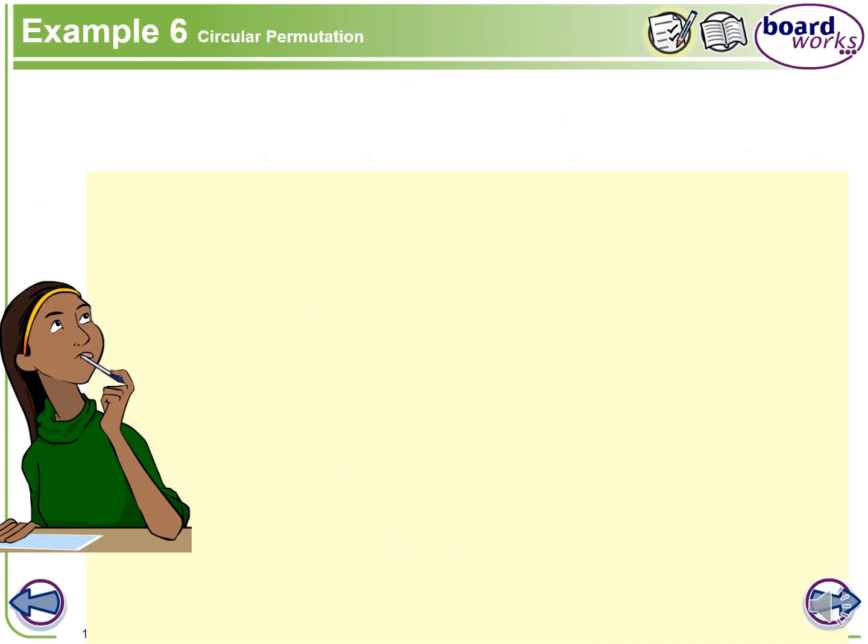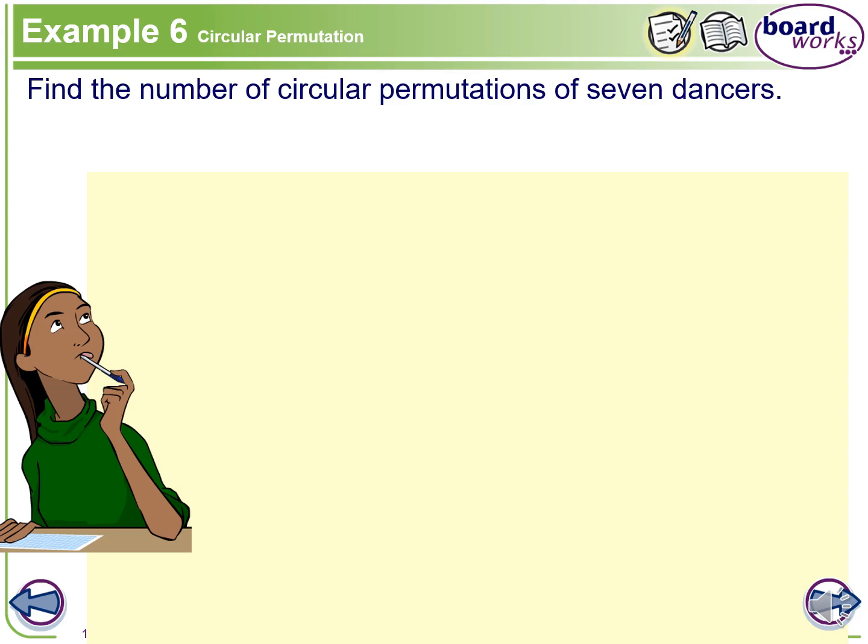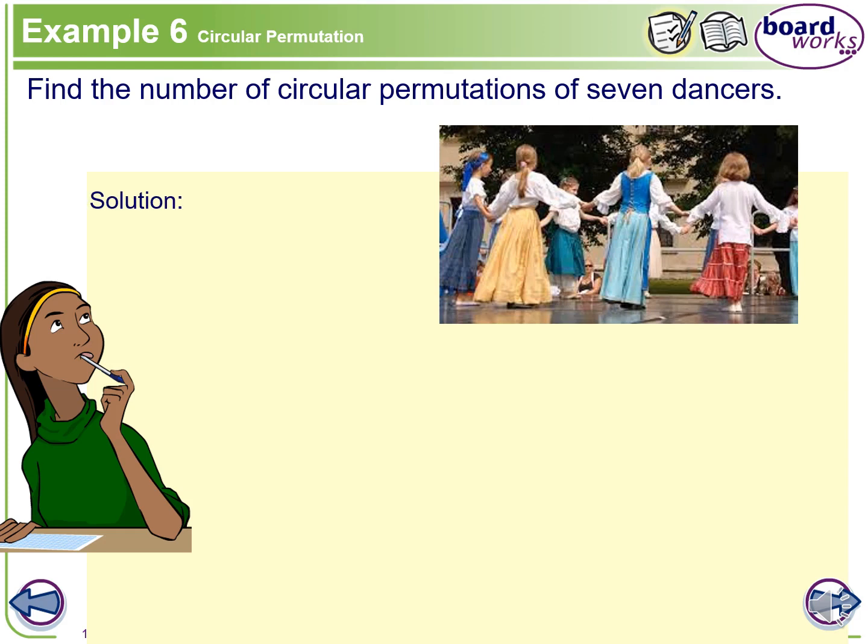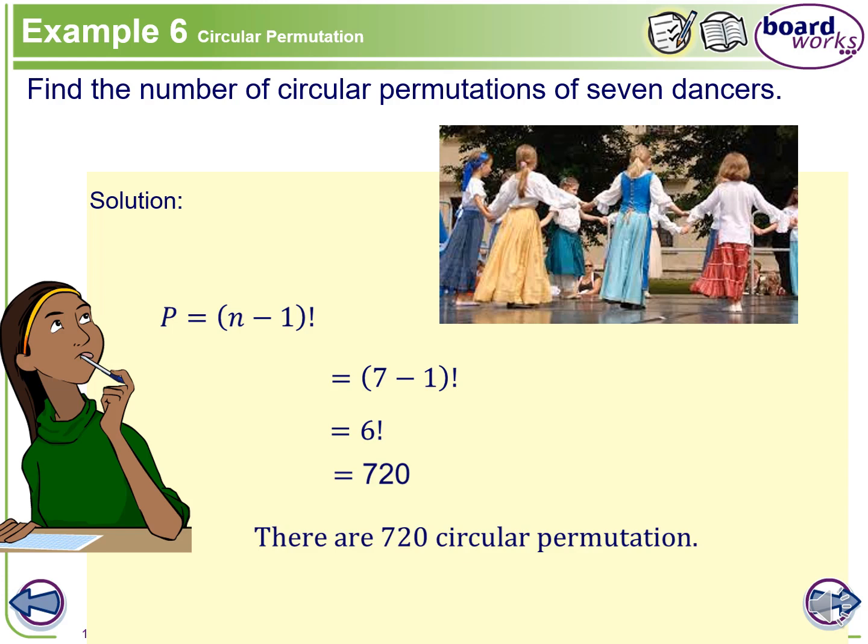Let's have circular permutation. In this example, you can determine that the permutation to be used is circular permutation if it talks about circular objects. Find the number of circular permutations of 7 dancers. The formula is n minus 1 factorial. Substitute n, which is 7, minus 1, that is 6. 6 factorial, or 6 times 5 times 4 times 3 times 2 times 1, is equal to 720. So there are 720 circular permutations.